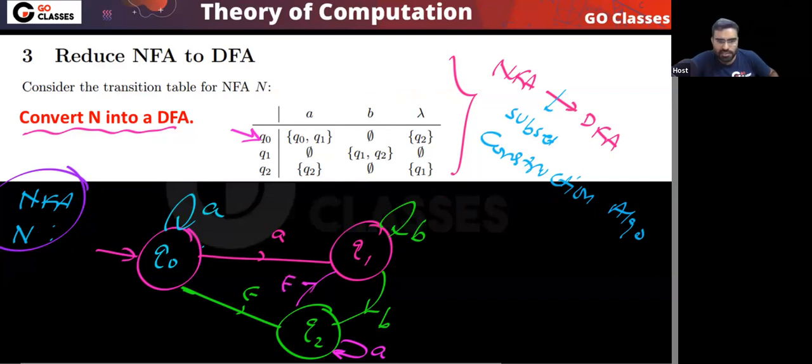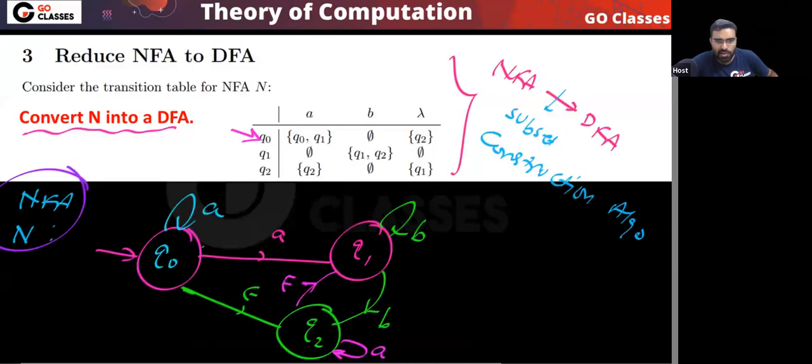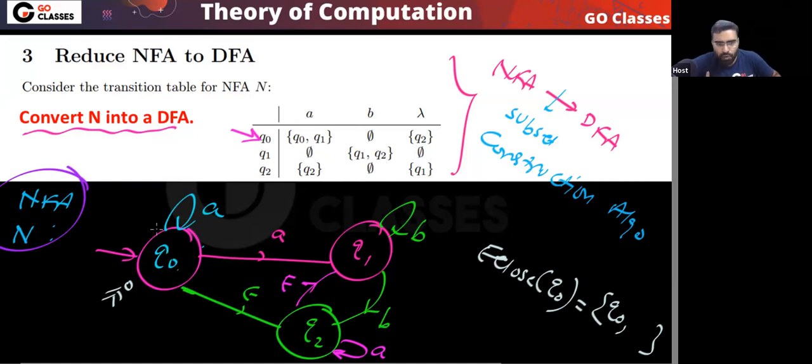Tell me, when you convert this NFA to a DFA, what will be the initial state? The initial state will be the null closure of Q0. Yes or no? So tell me what that is. From Q0, for free, where can you go? Please notice, from this state Q0, for free, where can you go?